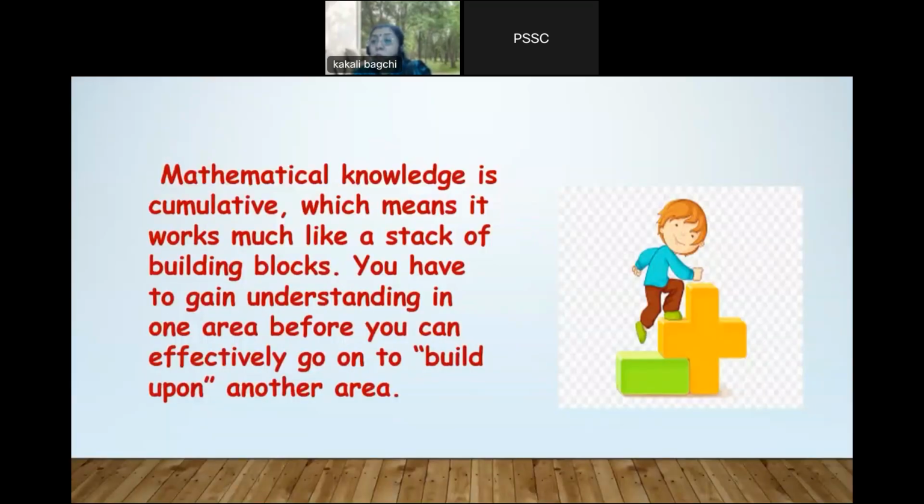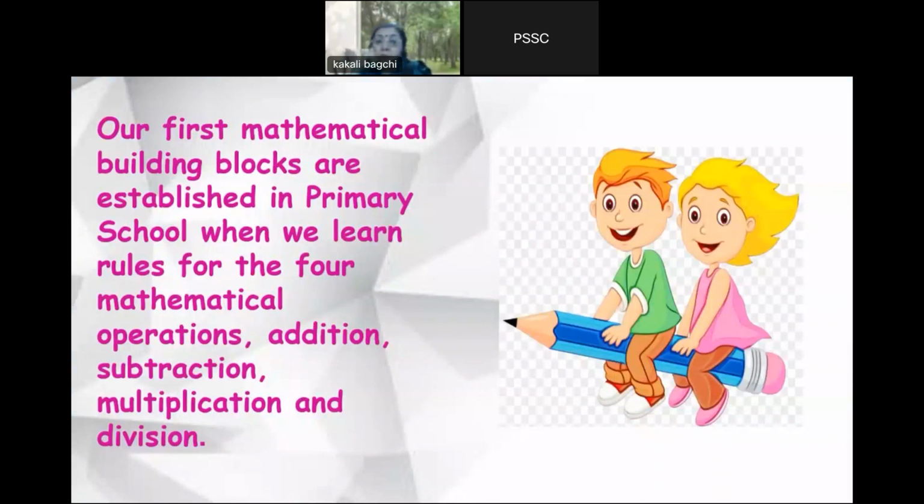So it is knowledge, but it's cumulative knowledge. Without addition, you cannot go to multiplication. You have to gain understanding in one area before you can effectively build upon another area. There is no concept of jumping. Mathematics always goes for step-by-step upgradation. Our first mathematical building blocks are established in primary school. We learn four mathematical operations: addition, subtraction, multiplication, and division. These are the four primary blocks. Without addition, we cannot go to multiplication or division. So one by one, we have to go in the primary classes.